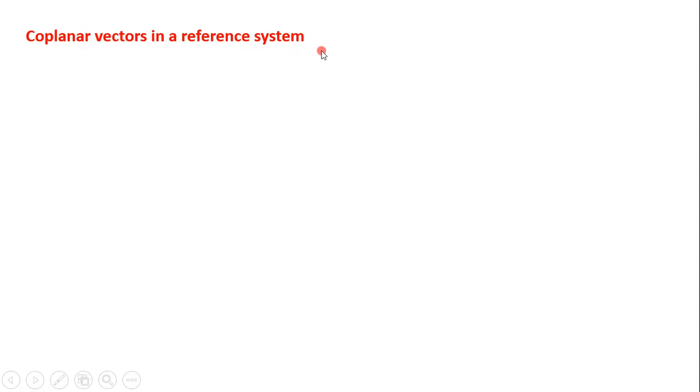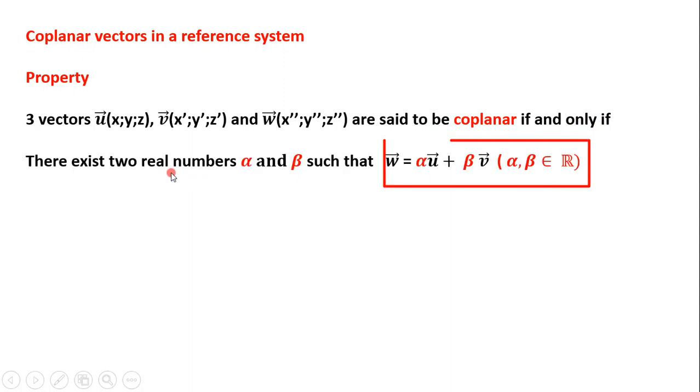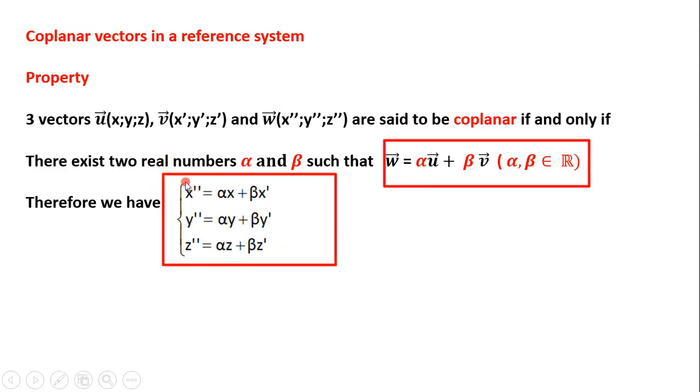Coplanar vectors in a reference system. Property. Three vectors u, v, and w are said to be coplanar if and only if there exist two real numbers alpha and beta such that vector w equals alpha times vector u plus beta times vector v. And therefore, we have the following system of three equations.